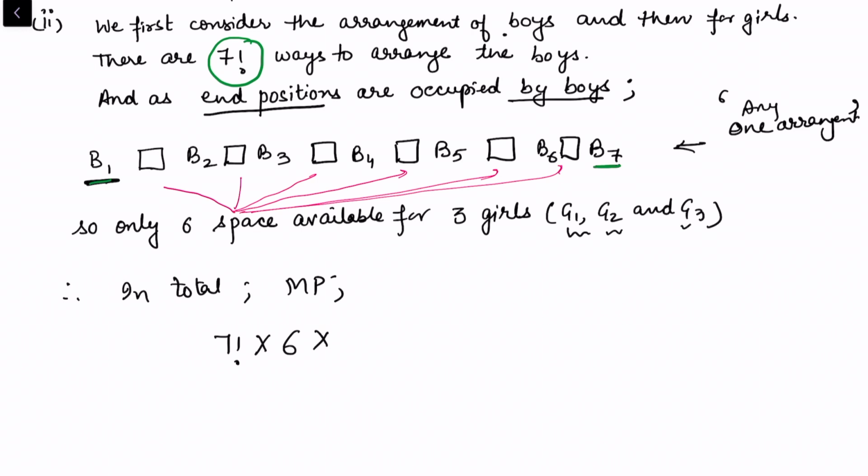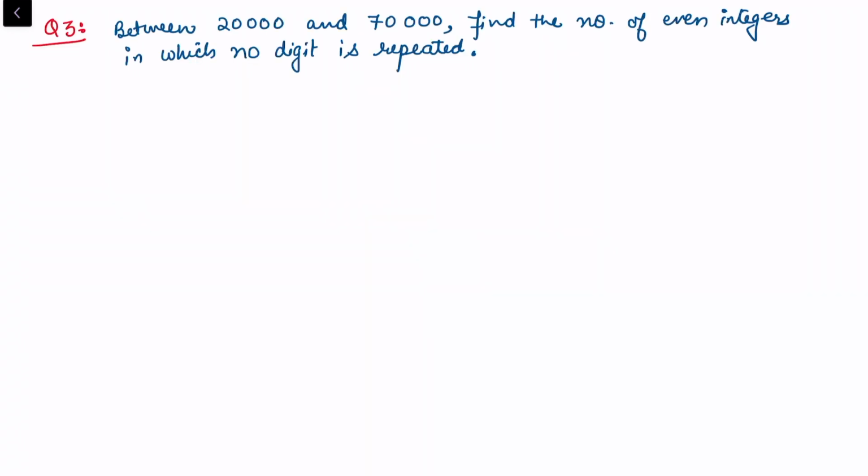Once one girl goes into one of the arrangements, for the remaining arrangement there are 5 places for the next girl, and there are 4 places for the third girl. This completes the total number of possible arrangements when we keep boys towards the end and ensure that no girls sit next to each other. Now let's see the third question.